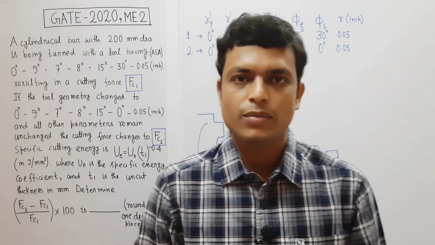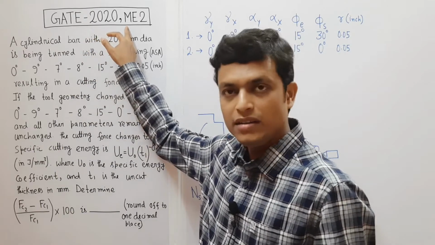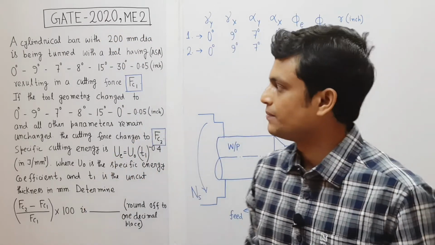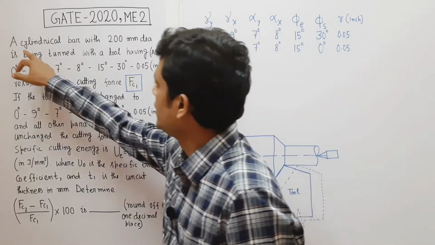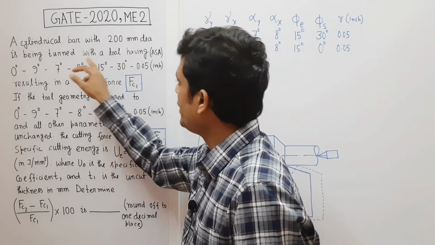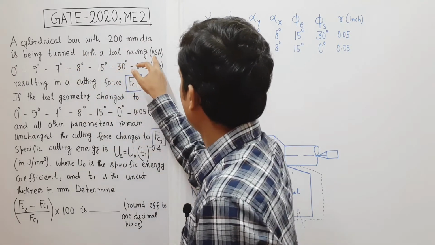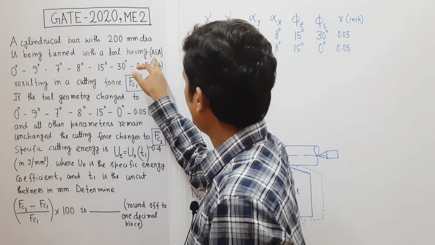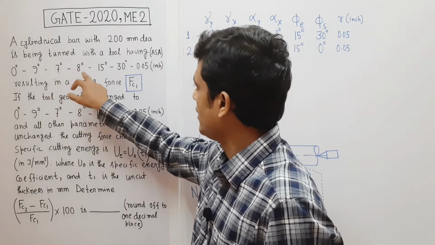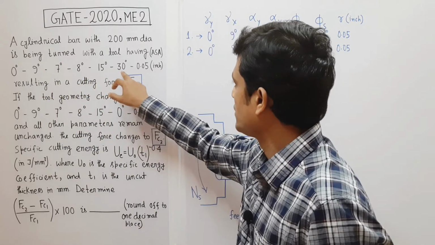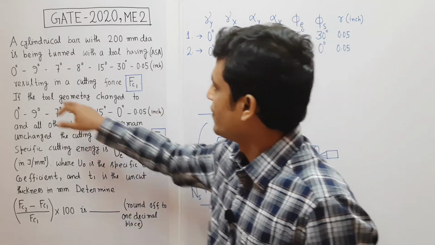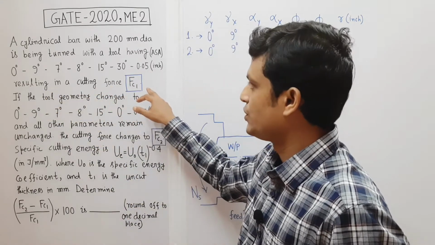Now we are going to solve a problem from GATE 2020 set ME2 and it is regarding a mechanics of machining problem. So let us see the problem. A cylindrical bar with 200 mm diameter is being turned with a tool geometry given in ASA system, that is 0 degree, 9 degree, 7 degree, 8 degree, 15 degree, 30 degree and nose radius is 0.05 inch, resulting in a cutting force FC1.